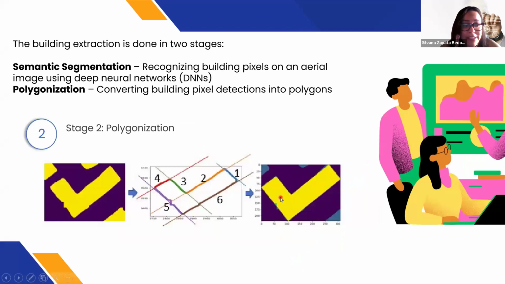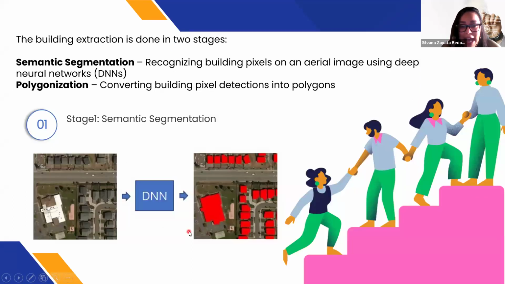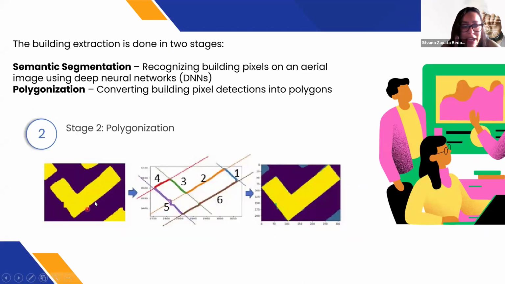The second step is polygonization: converting each pixel detection from the last slide, then recognizing and adjusting the polygon and transformation.